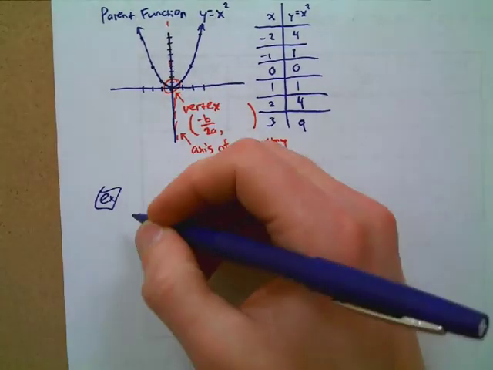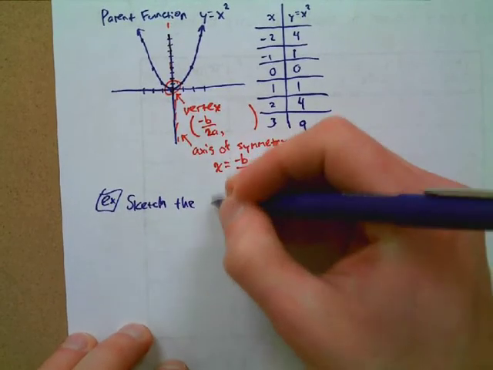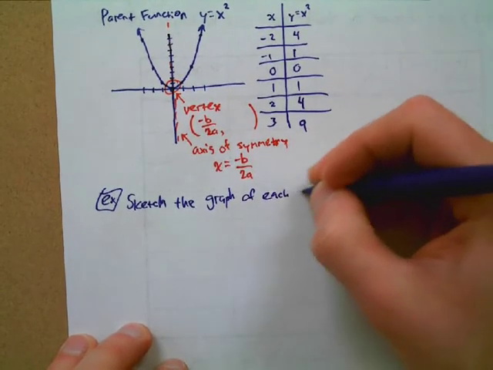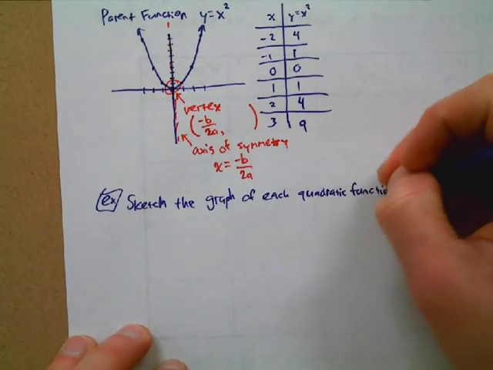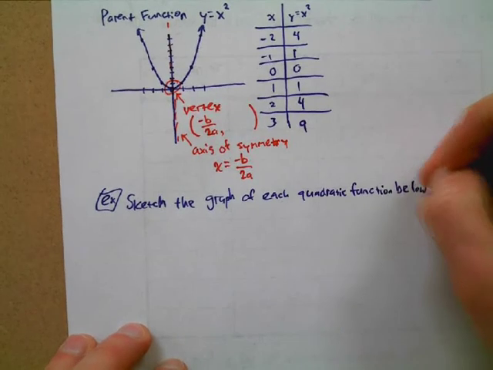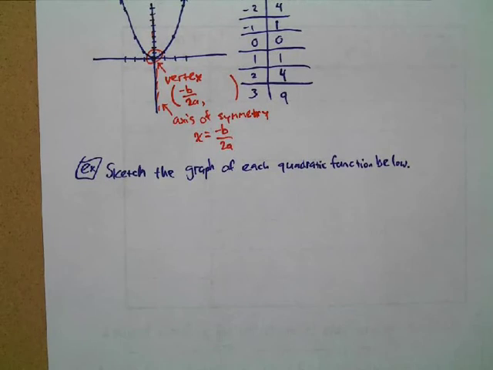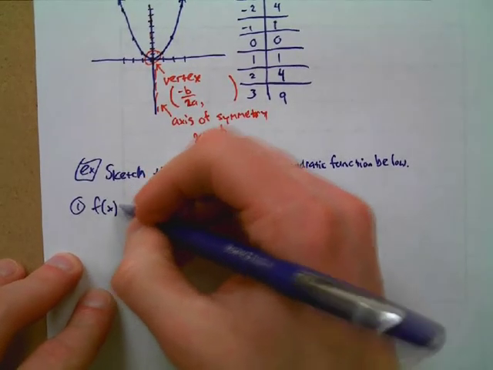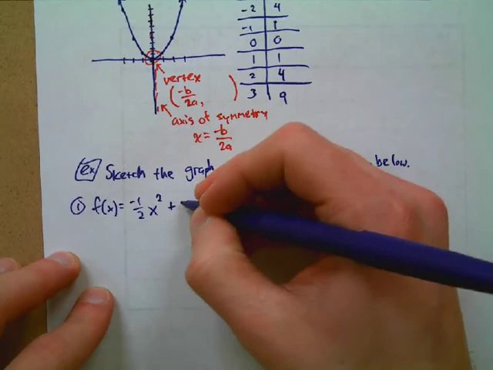Okay, and again, we're just going to sketch the graph. I know this is really rough because I didn't give you guys graph paper, but we'll just all suffer together. Okay, so let's just try one here. So number one, we'll do f of x equals negative 1/2 x squared plus 3.